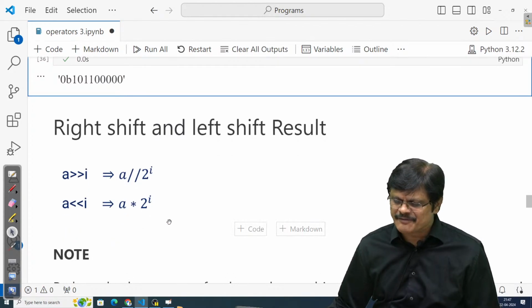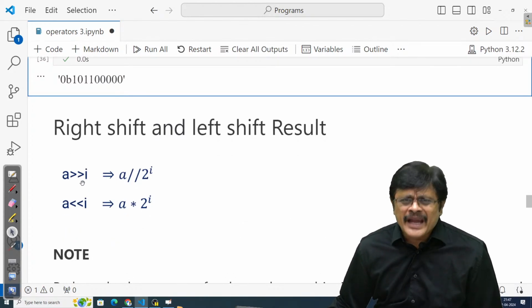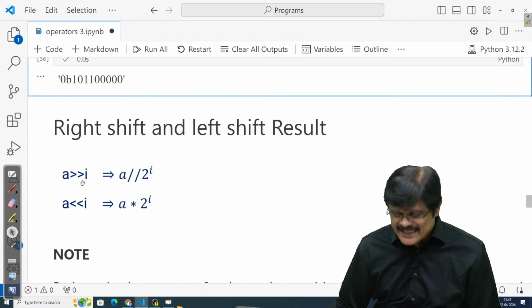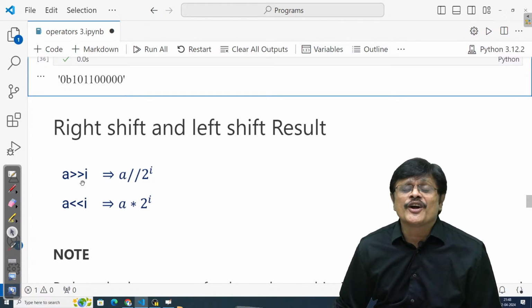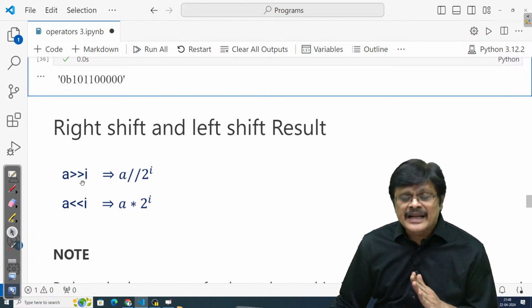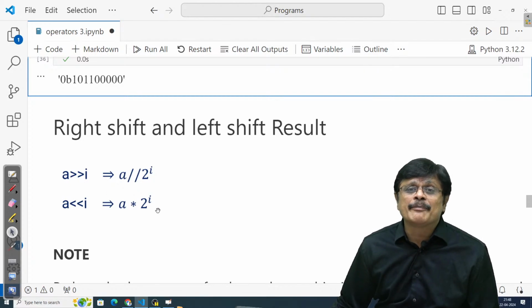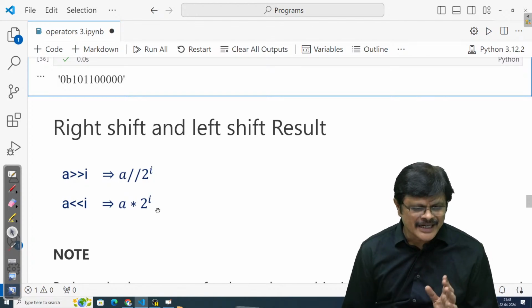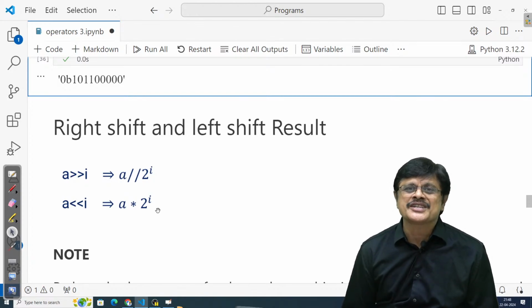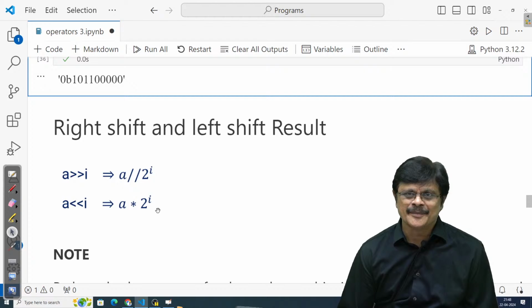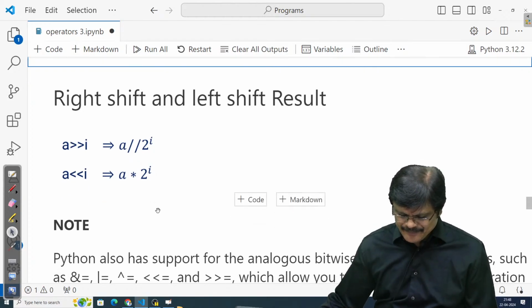Right shift and left shift results: a right shift by I bits is equivalent to floor division of a by 2 power I, and a left shift of a by I bits is equivalent to a multiplied by 2 power I. So that is about your shift operators. Am I clear? Hope you understand.